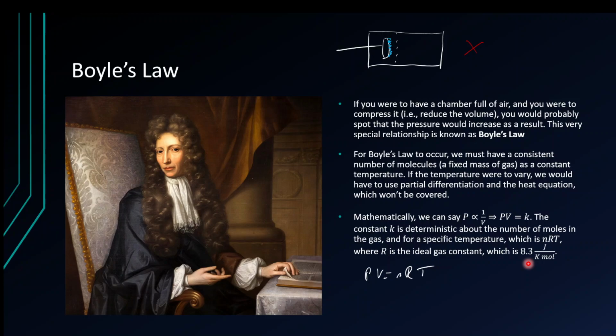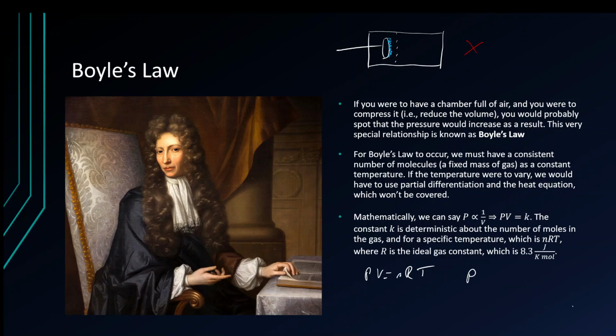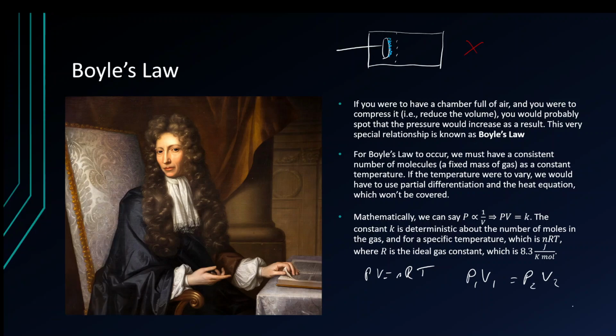So when actually doing questions regarding Boyle's law, you have to remember that the pressure and volume at one point is equal to the pressure and volume at another point, given that all of the above is satisfied. So if we have a fixed mass of gas at constant temperature, then the pressure times volume at the first point is equal to the pressure times volume at the second point.